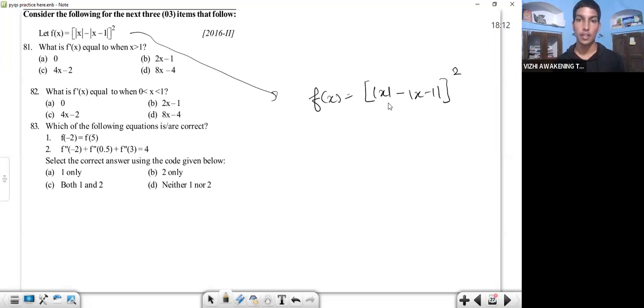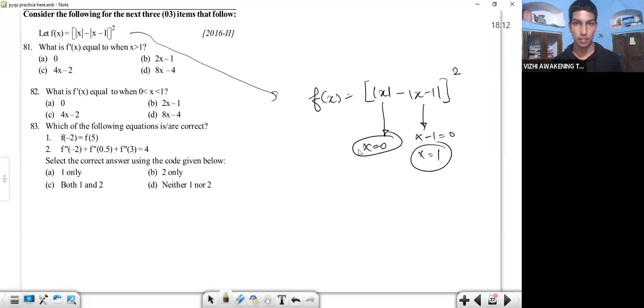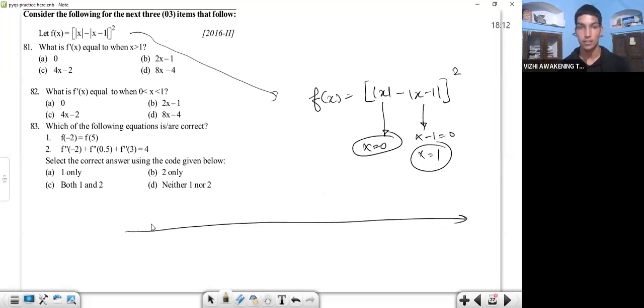Now we have to understand one thing, that this function will be breaking at x is equal to 0 or at x minus 1 is equal to 0, x is equal to 1. So these are two breaking points of this function. These are two critical points on which the sign of the modulus function will change. So let us consider this scenario and write the function for different values of x. It's minus infinity, plus infinity, 0, 1.